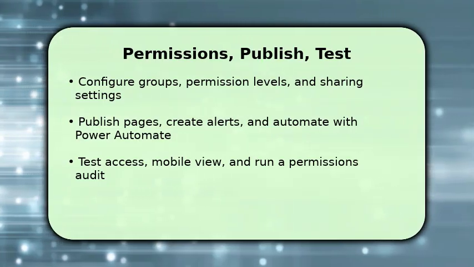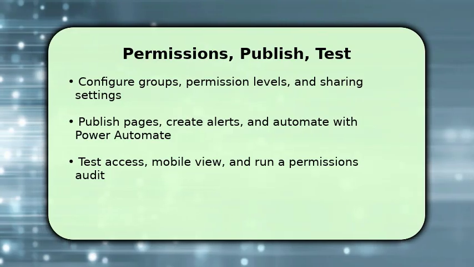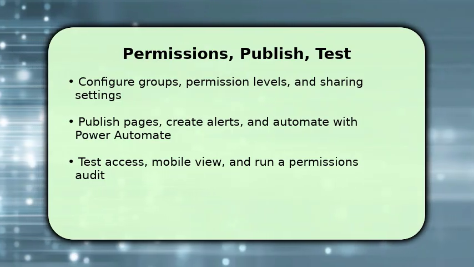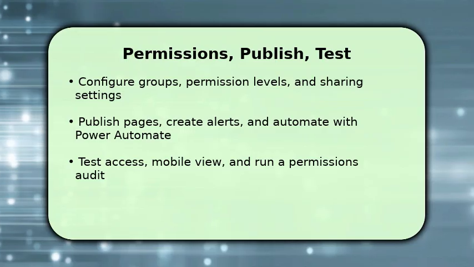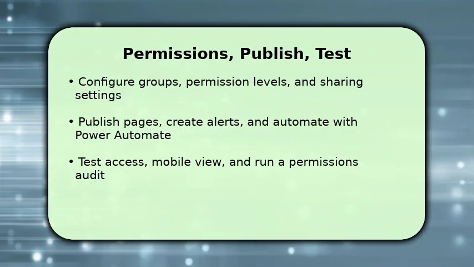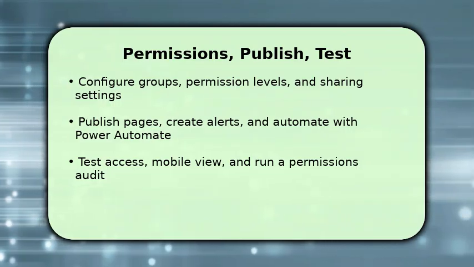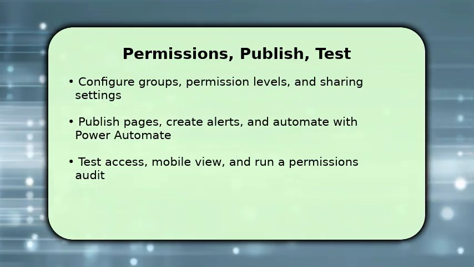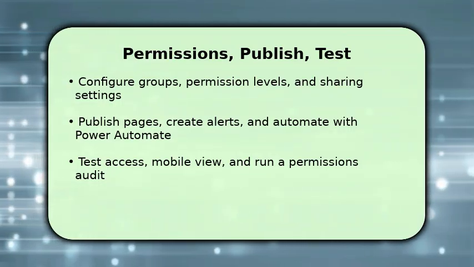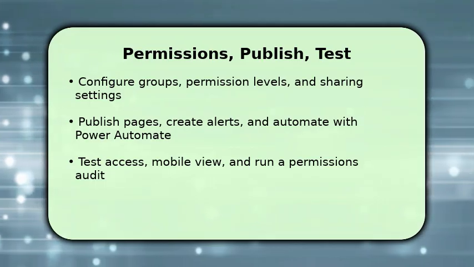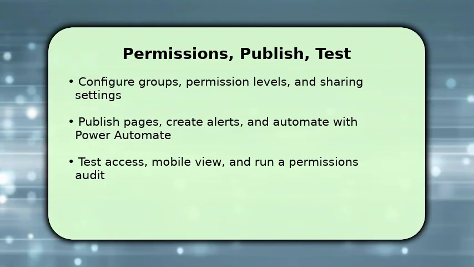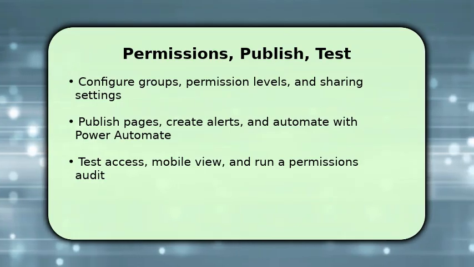if needed. Publish pages, set alerts for key libraries, and add simple Power Automate flows for approvals or notifications to streamline processes. Once published, test access from a non-admin account, check mobile responsiveness, and run a quick permissions audit. If users report missing content, recheck permissions first. Most issues stem from broken inheritance or group misconfiguration.